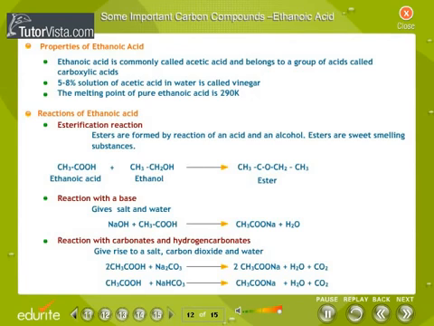Some important carbon compounds, ethanoic acid. Some important properties and reactions of ethanoic acid are outlined here. Read through to understand.